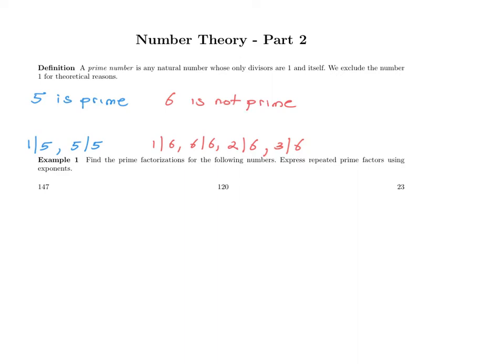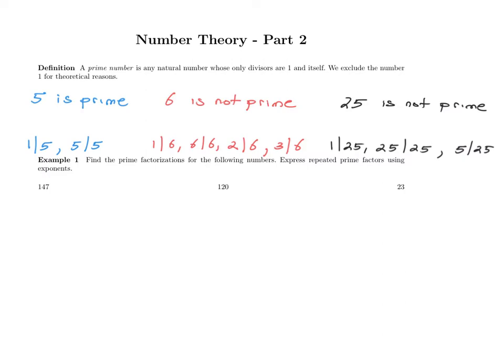So maybe just one more example of something that is not prime is something like 25. 25 is also not prime. And the reason is, well, 1 divides it, no problem, and the number itself divides it, but 5 also divides 25. And in fact, that's the only other natural number that divides 25. So for this reason, 25 is not prime.